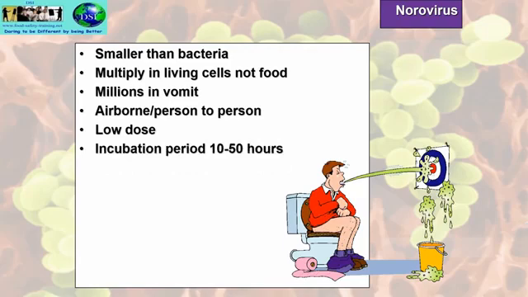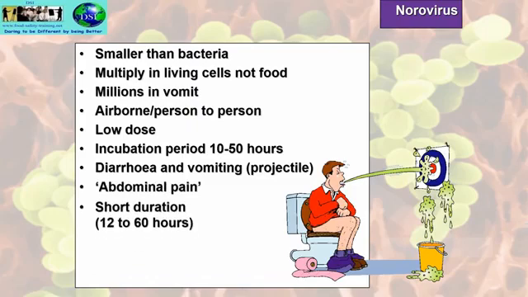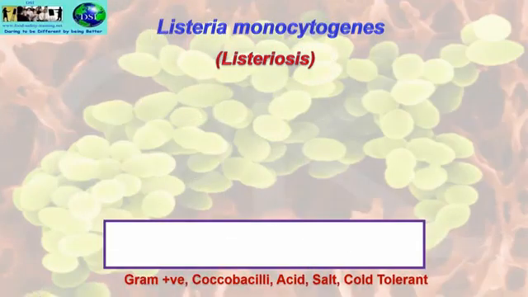The incubation period is 10 to 50 hours. Diarrhea and vomiting is very common. As you see on the graph, there's projectile vomiting, so it comes out quite quickly. You'll get a lot of abdominal pain. Short duration of the illness, only 12 to 60 hours. If you think back to most food poisoning bacteria, it's 1 to 7 days. Rotavirus is another type of virus which also has similar effects.